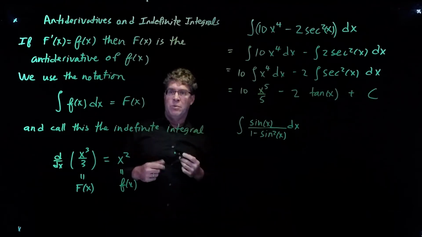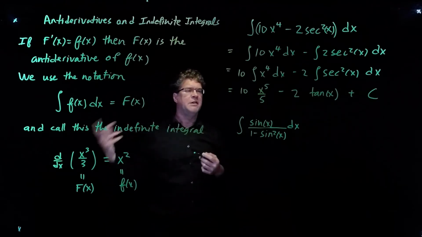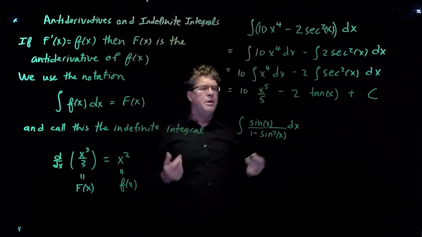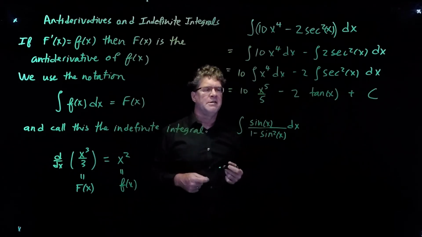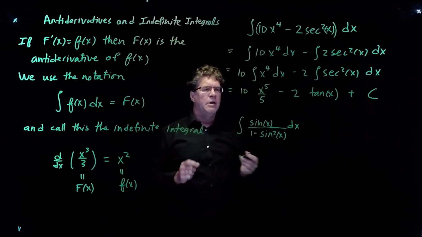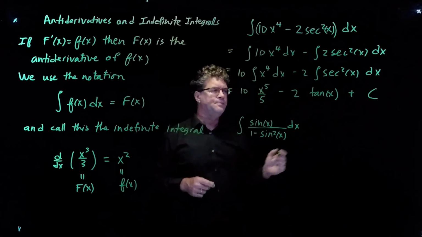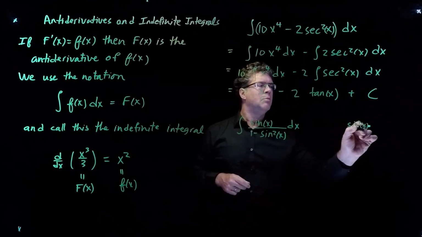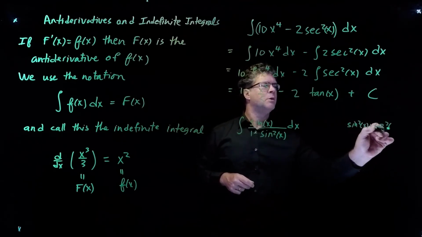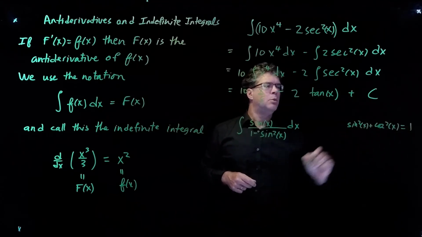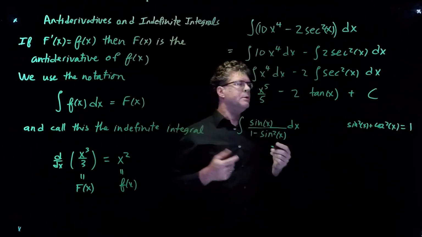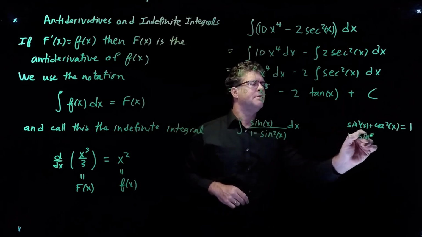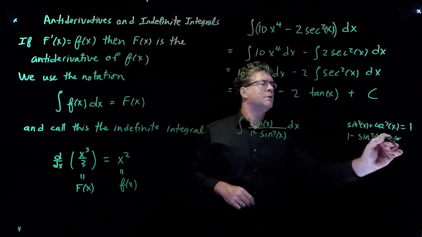For the next problem, we have something that looks kind of interesting. We've got a sine of x on the top, and we also have a sine of x on the bottom, but it's sine squared of x on the bottom. So there is something we can remember here, though, and that is that sine squared x plus cos squared of x is equal to 1. If we rearrange this, we see that 1 minus sine squared of x is equal to cos squared of x.